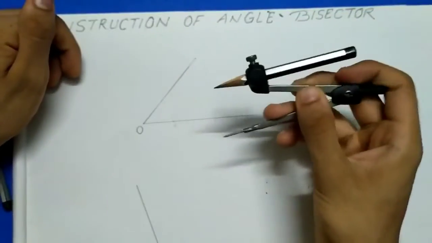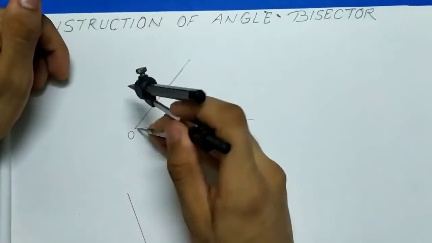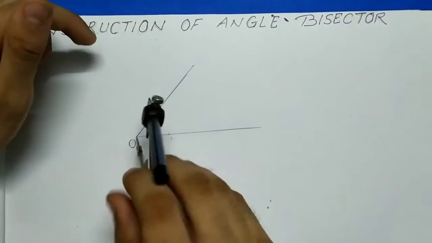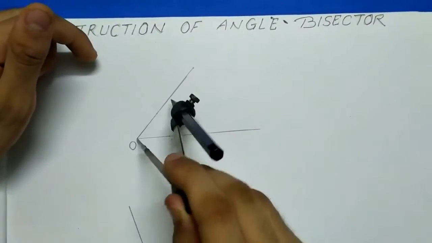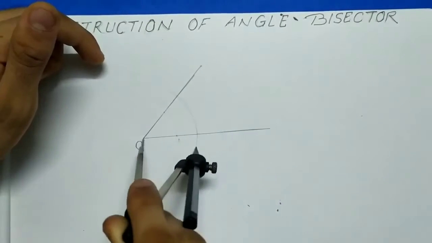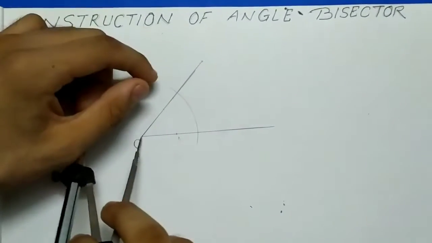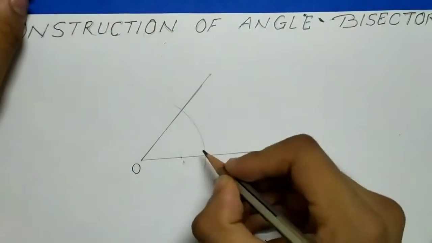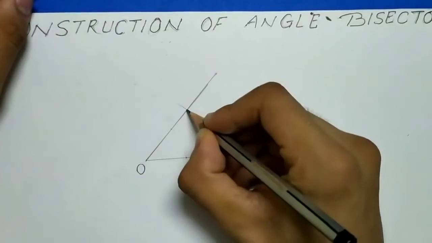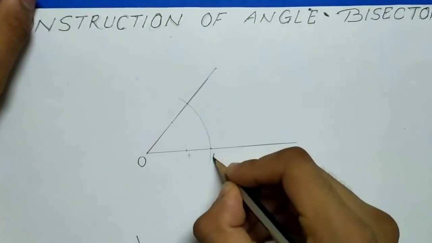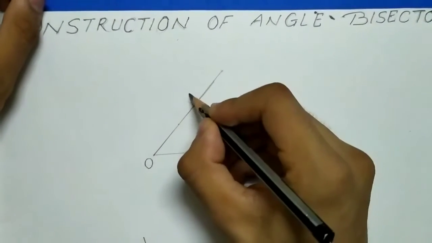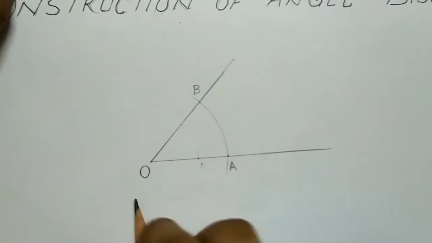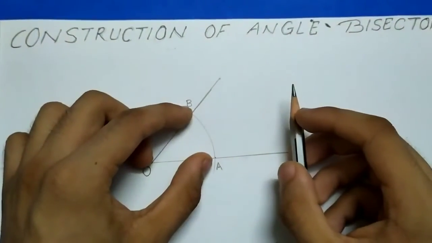So what we do is we open our compass to some length, put the tip of the compass at this vertex, open it to a sufficient length and then make an arc such that it intersects these two rays, these two arms of this angle. Mark these 2 points. Let me call this point A, let me call this point B. So this distance is AB.